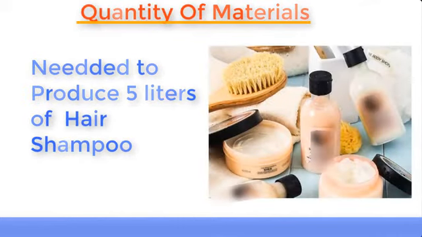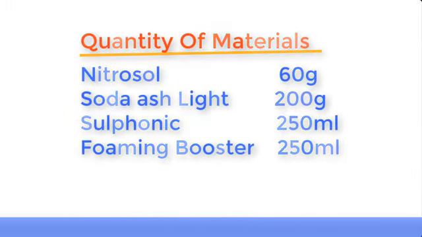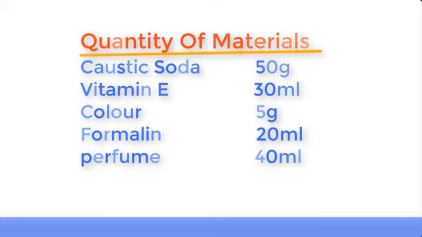Now let's go through the quantity of materials needed to produce about 5 liters of hair shampoo. Nitrous oil 60 gram, soda ash light 200 gram, sulfonic acid 250 ml, foaming booster 250 ml, caustic soda 50 gram, vitamin E 30 ml, color 5 gram, formalin 20 ml, and perfume 40 ml. Now let me show you these chemicals one by one and then we go into the mixing properly.